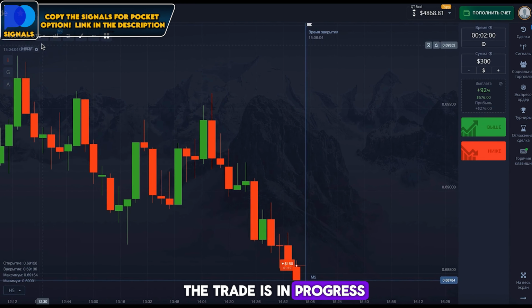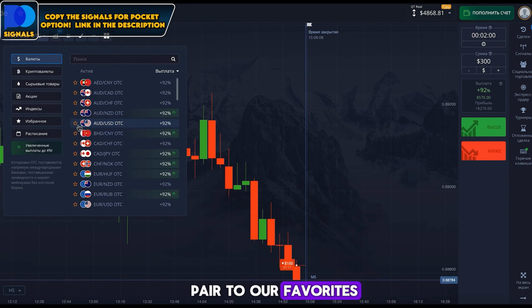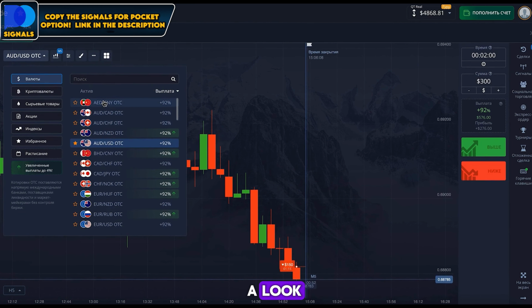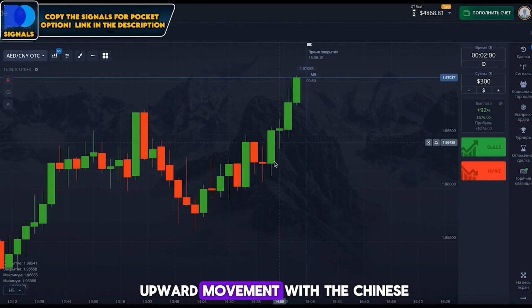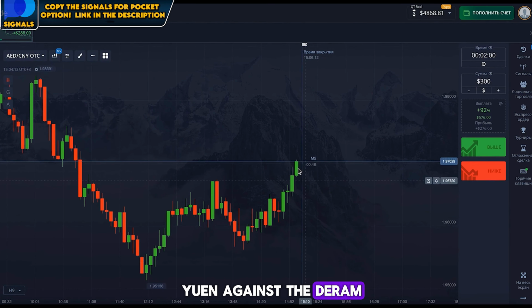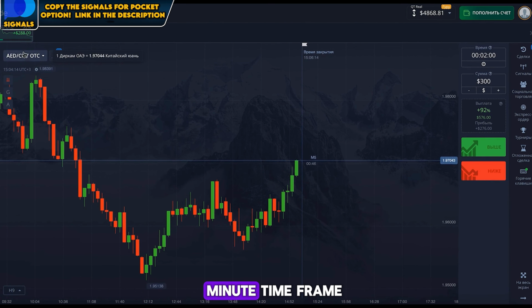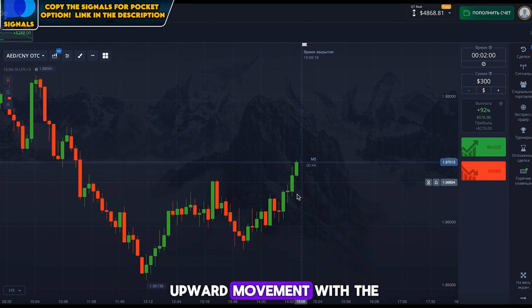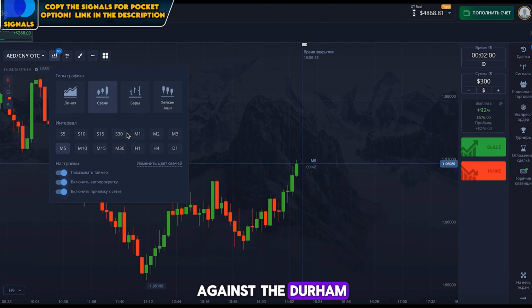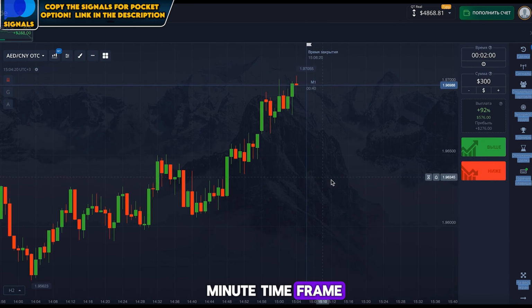While the trade is in progress, let's add this currency pair to our favorites. And we actually have some time to take a look. Look, there's also a good upward movement with the Chinese yuan against the dirham. Here we can also switch to the 1 minute time frame.